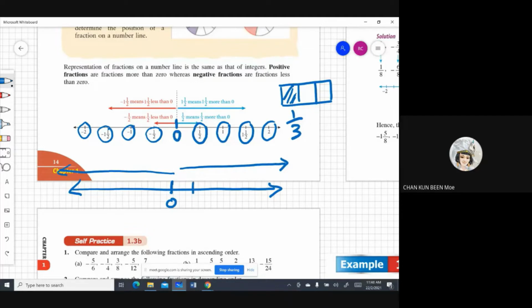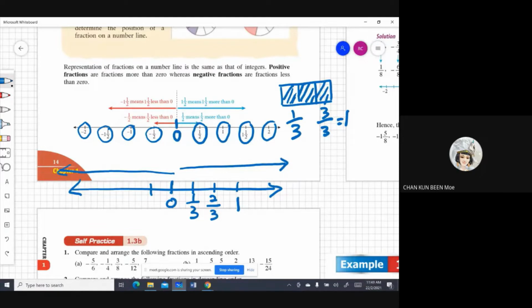So if I'm going to represent it on a number line, 1/3 is right here, followed by 2/3. We can call it 2/3, and then 3/3. 3/3 is a 1. So, yes, very good. You understand it. And then when I move to the left, we will have negative fraction.